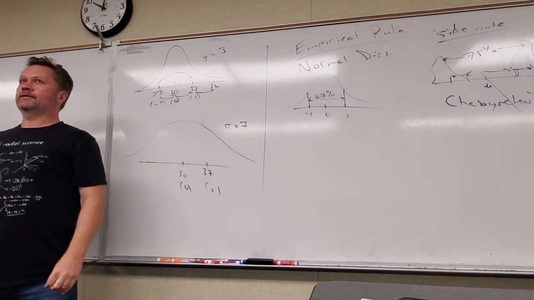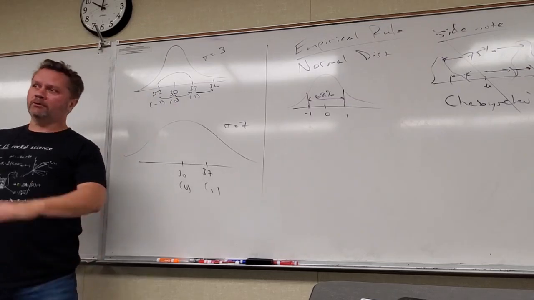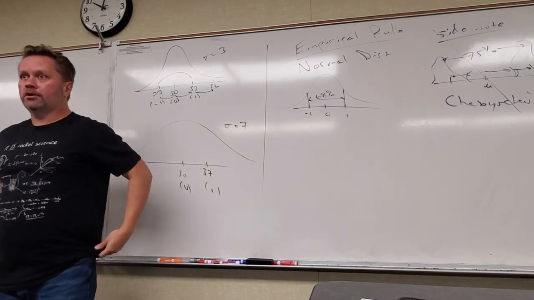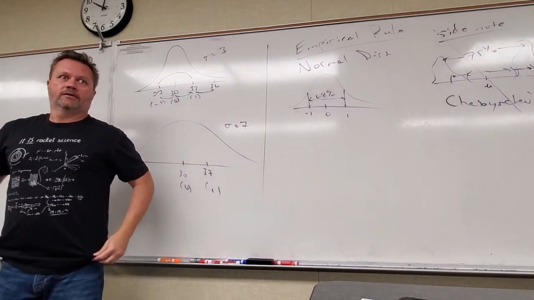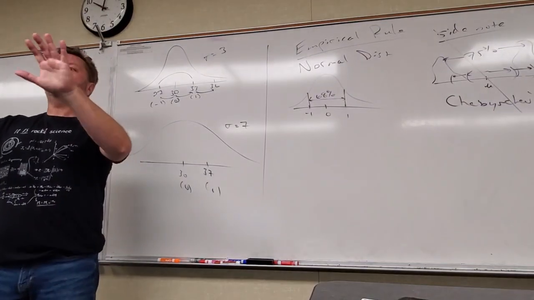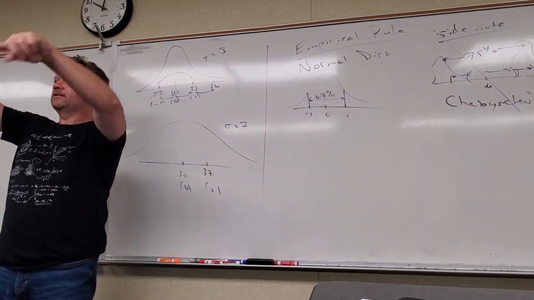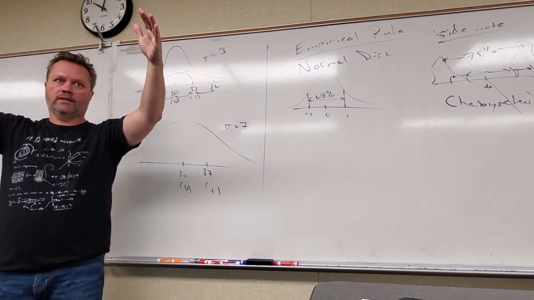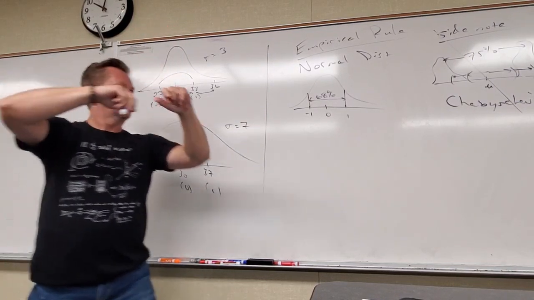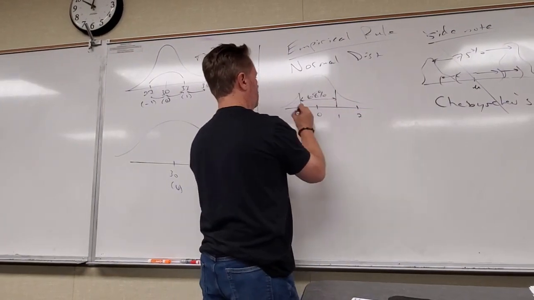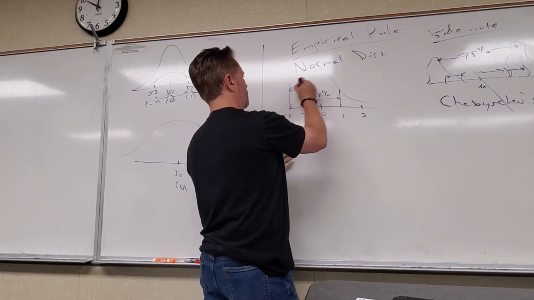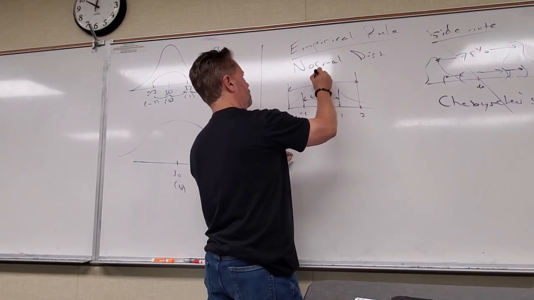To be really honest, it's like 68.26%, but we kind of round it to make it easier to remember. You have to memorize this. So the empirical rule says if I have a normal curve, if I go 1 step up and 1 step down, I catch 68% of the data. If I go 2 steps up and 2 steps down, 95%.